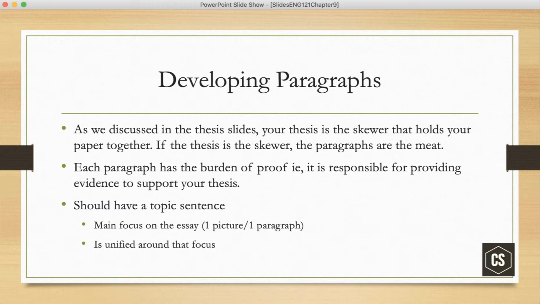It should be unified in the focus. So if you're arguing about poverty, you wouldn't start a paragraph talking about Denver poverty and then switch midstream to Colorado Springs poverty or PPCC poverty. You would want to maintain one focus for each individual paragraph and stay focused on that one topic.